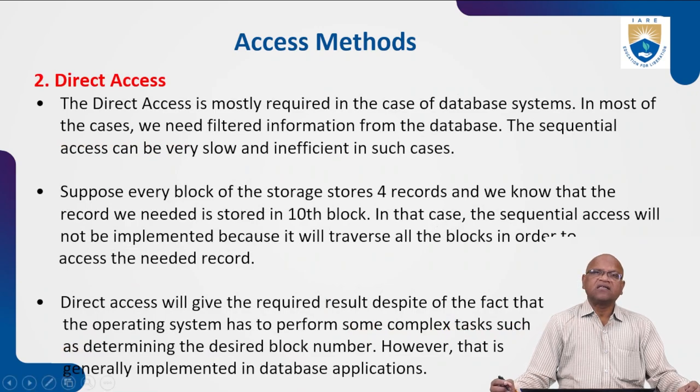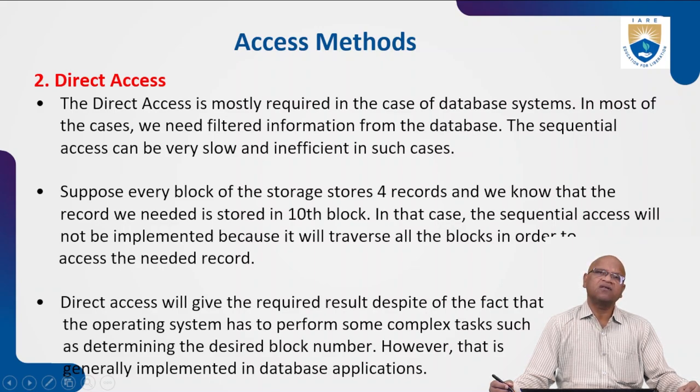Next, we see direct access. Direct access means whichever word or line you want to read from the file, we can set the read head directly to that position. That is called direct access or random access. Direct access is mostly required in the case of database systems, because the data is saved line by line, tuple by tuple, record by record. If you want a particular record, it may be in the middle of the database, so we want to go directly and access that line. That is why direct access is mostly required in database systems.